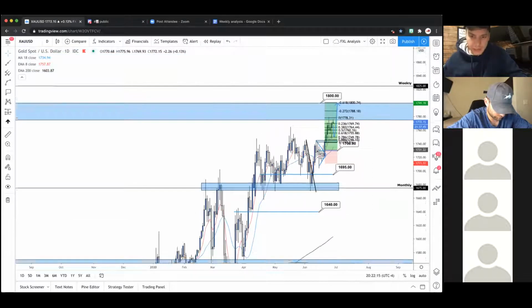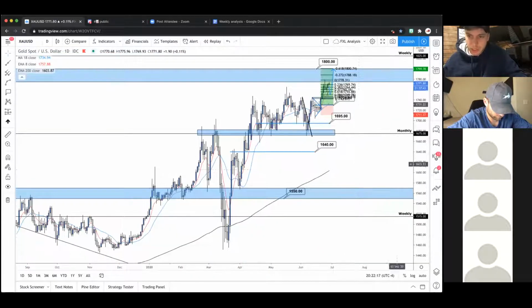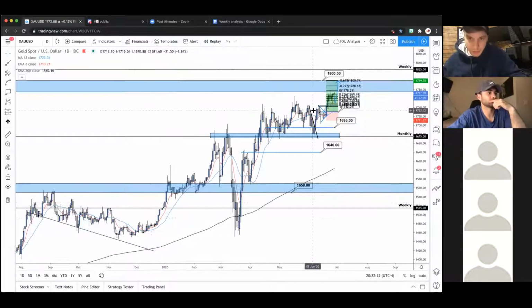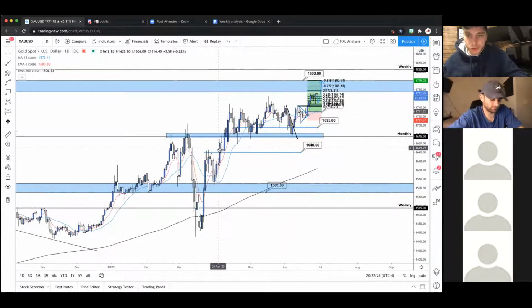What's going on the daily time frame here? Super, super bullish, guys. We cover this pretty much every week. Super, super bullish. Key level here is the monthly. It tested as resistance, finally broke, and then it turned into extremely strong support.